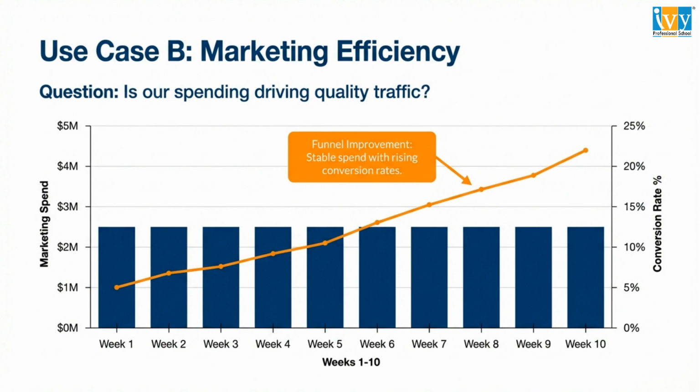Now let's look at marketing performance. Marketing spend remains stable, while conversion rates rise. This tells us that funnel efficiency is improving. The business is getting better results without increasing spend, a strong signal of optimization.